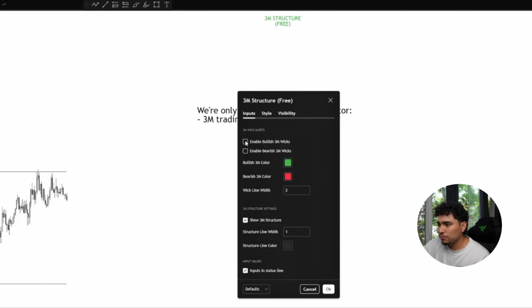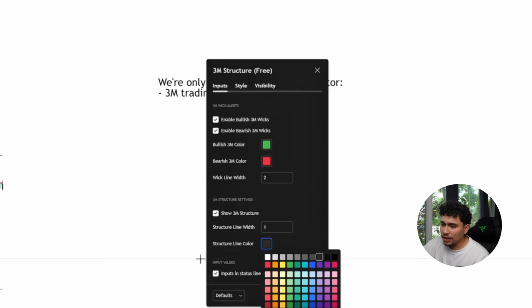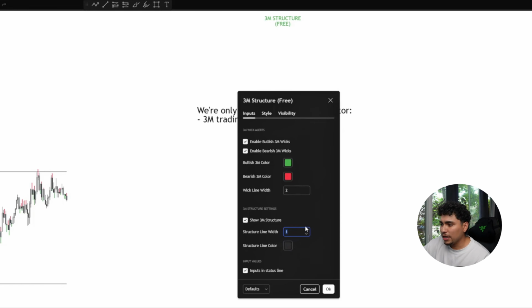Now that you have it on your chart, we're gonna enable the bullish 3M wicks and enable the bearish 3M wicks. We're gonna change the color of the line because when you get it, it's blue and it's really thick. It's kind of ugly, but whatever. I told my quant to not have it like that, but he has it like that. And we're gonna put this one, instead of having it at 2, we're gonna set it to 1. Then we're gonna save that.